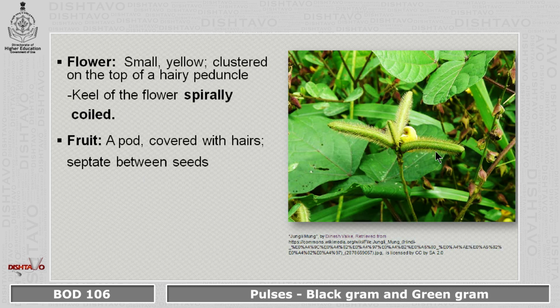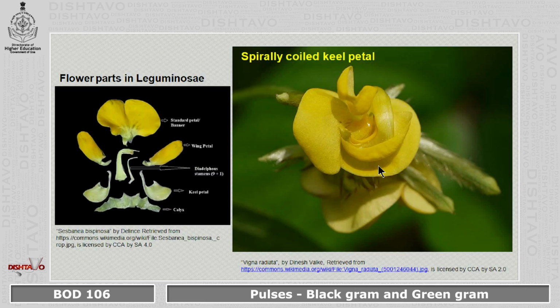Now about the flower. See, in the Leguminosae, you will find this type of flower, that is called papilionaceous flower, where you will have the keel petal, you will have wing petals, as well as you will have the standard petal. And in this Phaseolus, you will find the keel petal is spirally coiled. Here, this is not from the urad dal plant, this is just to show you how the keel petal will be coiled in this plant. Very clearly you can see the keel petal is coiled or spirally coiled.